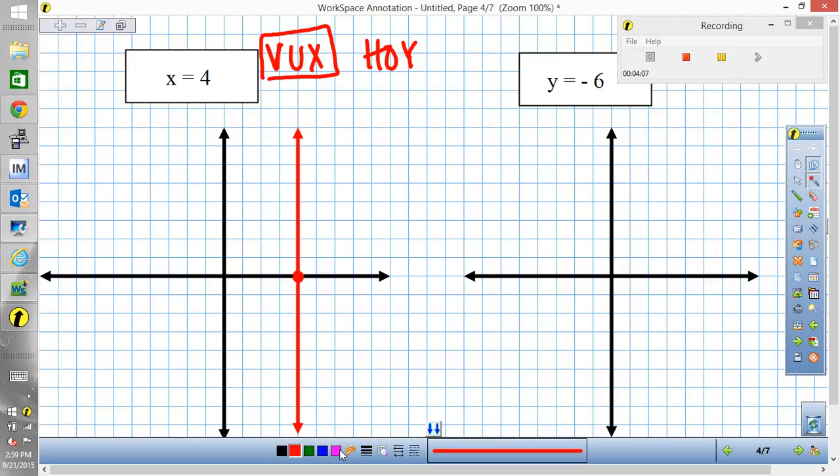Our next example, we have a letter and a number. So we have to decide if this is a Vux or a Hoi. This time, since we have y, we know this is a Hoi because this has a y. H stands for horizontal, so we're going to be drawing a horizontal line. This time we want to start at -6 on the y-axis because this says y. So we go to -6, 1, 2, 3, 4, 5, 6. Put your point, and then we're going to be drawing a horizontal line through that point. And we are done.